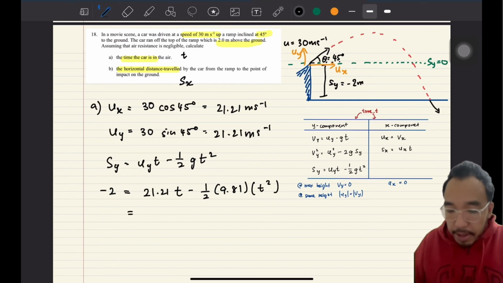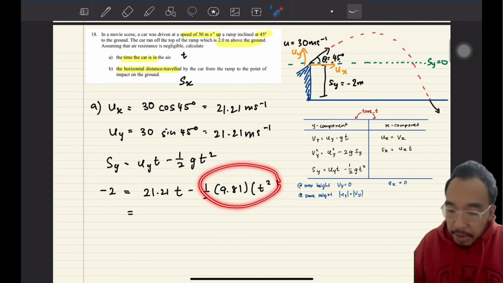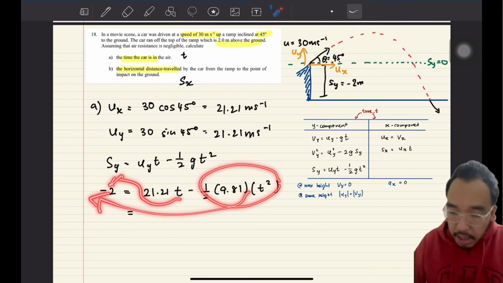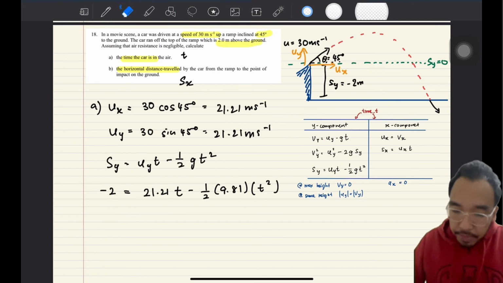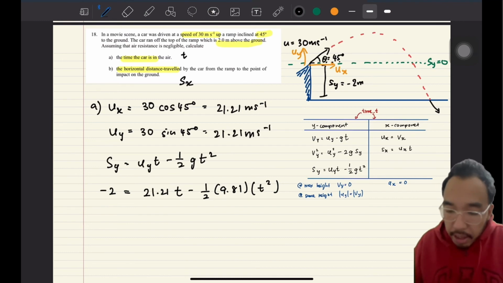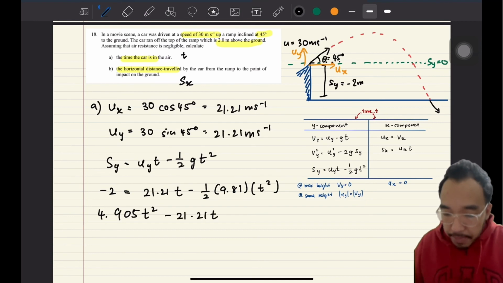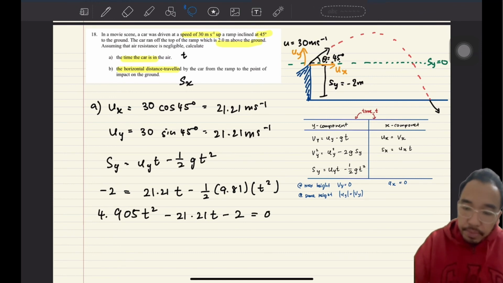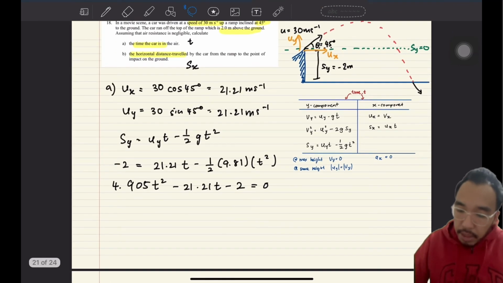Simplify the equation first, and then bring everything to one side. 9.81 multiplied by half, I got 4.905. I bring it to the left-hand side so it becomes positive: 4.905 t squared minus 21.21 t minus 2 equals 0. So I have my equation in this form.